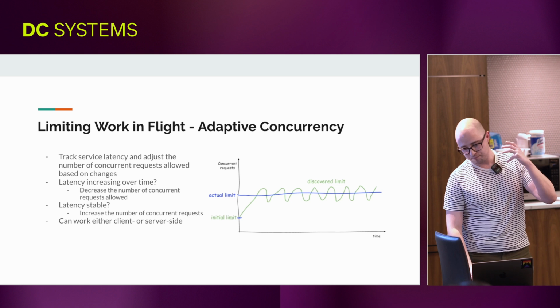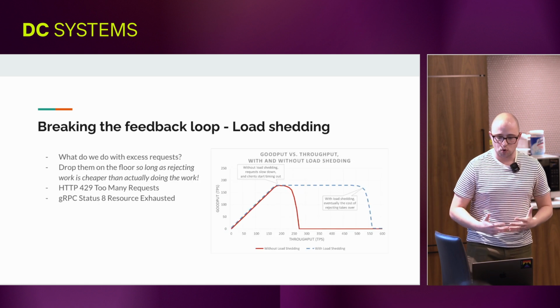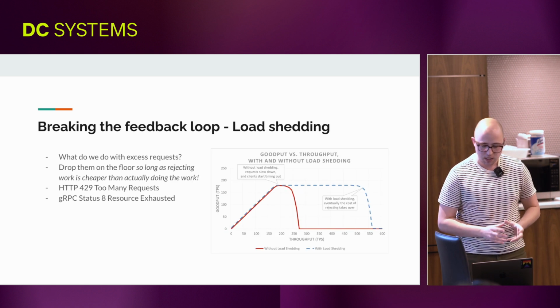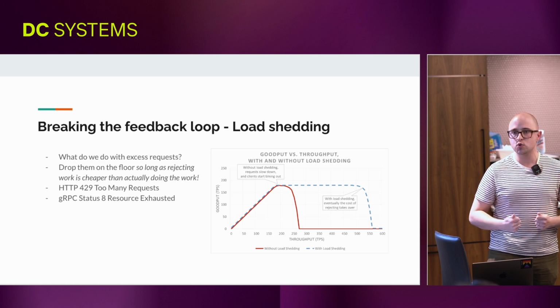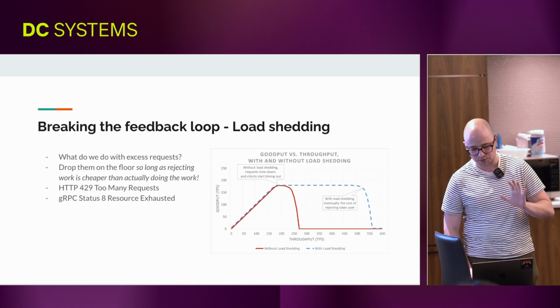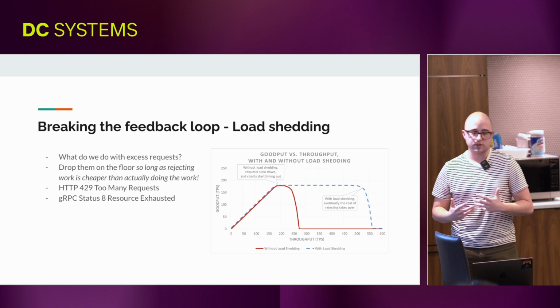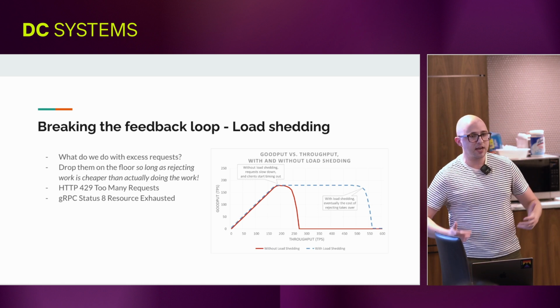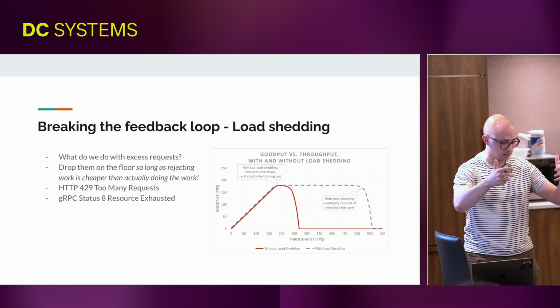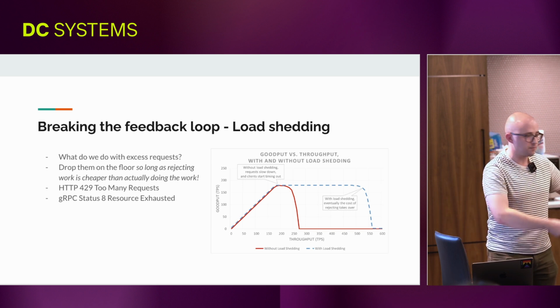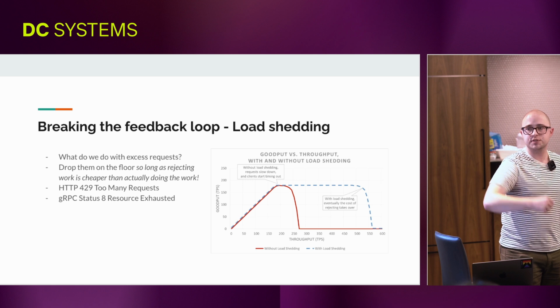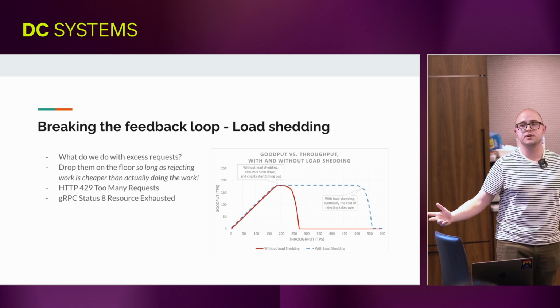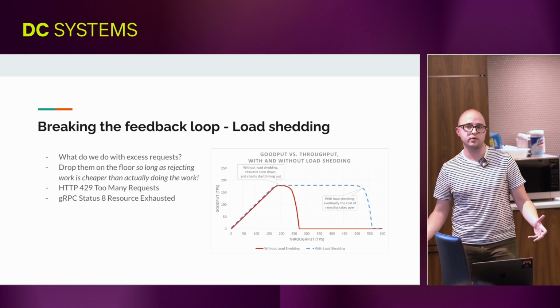But once you have some control over how much work is in flight, you need to start thinking about what you do about the excess, because that has to go somewhere. So load shedding is one of the first things to think about in terms of breaking that feedback loop. This is essentially dropping ACKs. This is taking that excess load and just putting it in the bin. You say, I'm just not going to handle this. Here's your 429. Here's your gRPC status 8, resource exhausted. I'm just not going to deal with it.